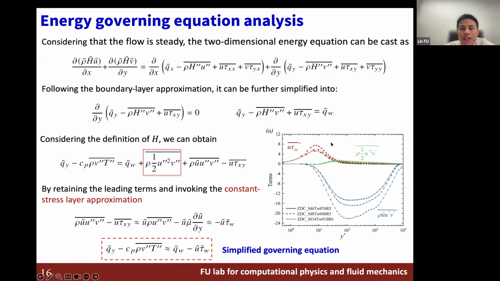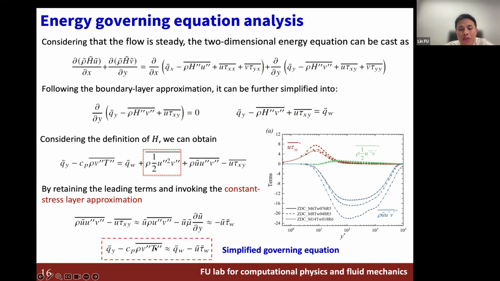If you consider the enthalpy definition H, you can further expand the enthalpy in terms of temperature. Then you get more fluctuation terms, and this triple correlation can be neglected, since it is of small magnitude compared with the other double-prime terms, u prime and v prime. After you remove this term, you can further incorporate the so-called constant stress layer assumption if you consider the very near-wall regime, and then you get a simplified governing equation for the energy.